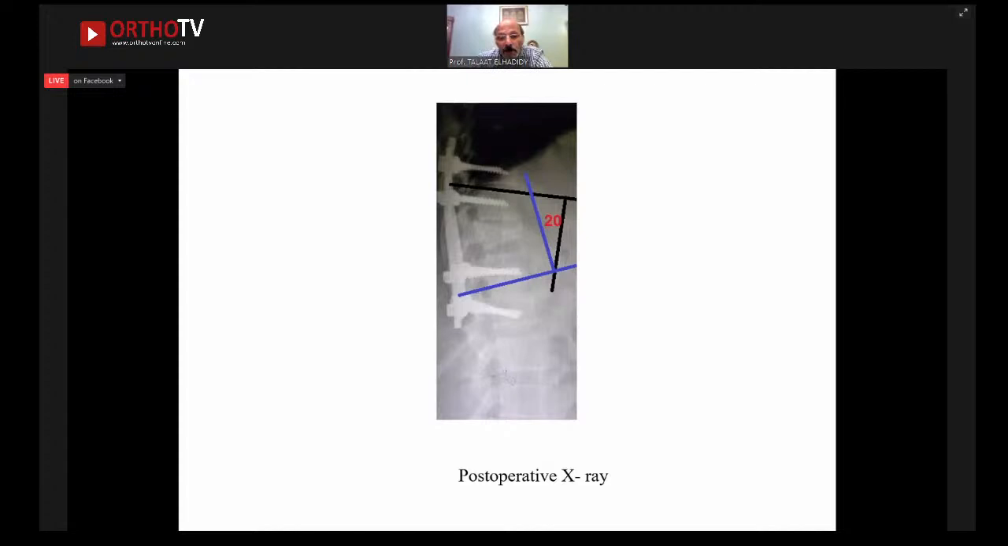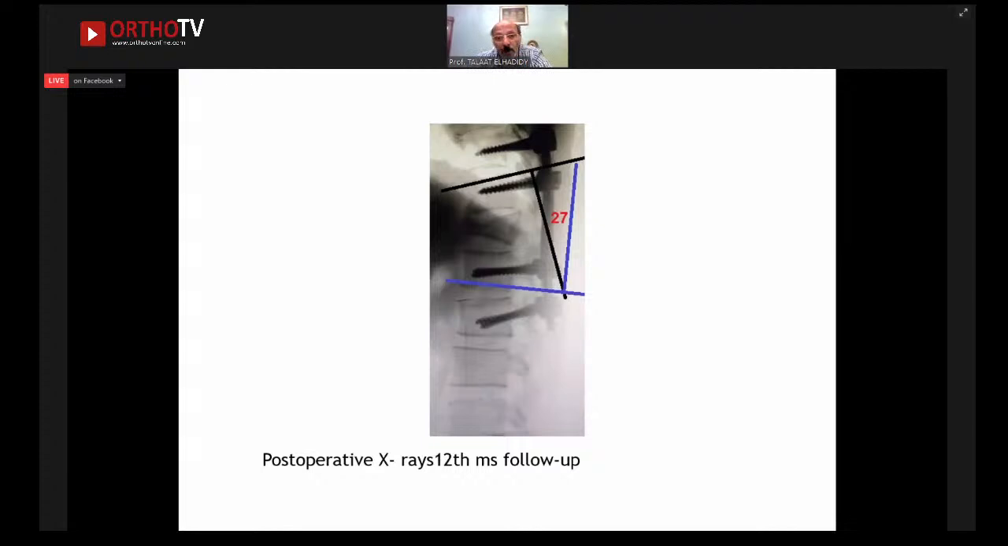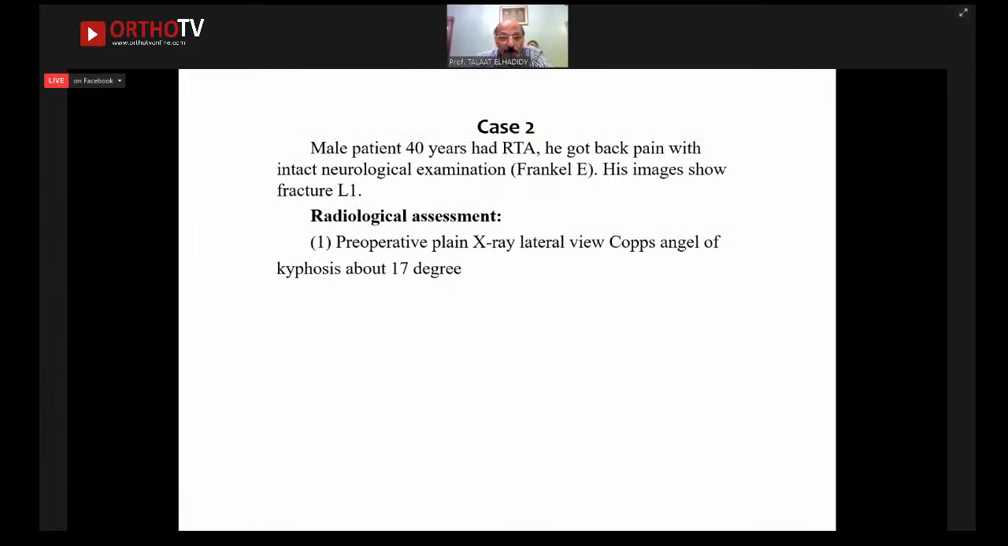It is 20 degrees, so it was reduced about 10 degrees only. And my belief is that this correction is gained above and below the fracture. The height of the affected vertebra hasn't changed, which added a lot of stresses to the construct posteriorly. And we can see that we lost some correction. We came back to 27 degrees.